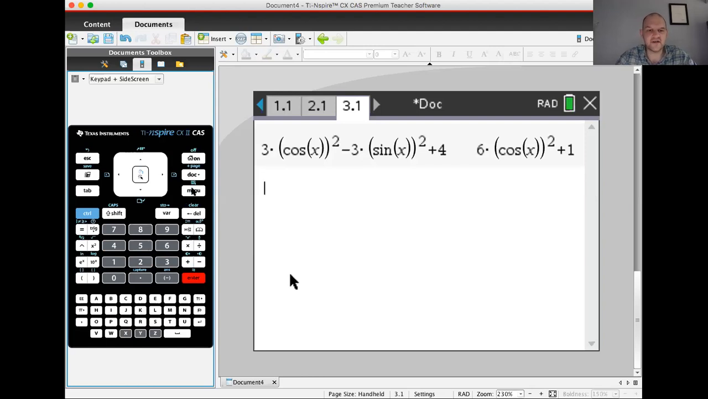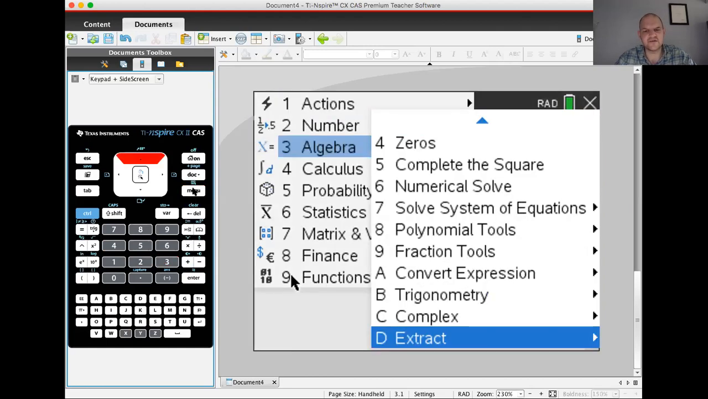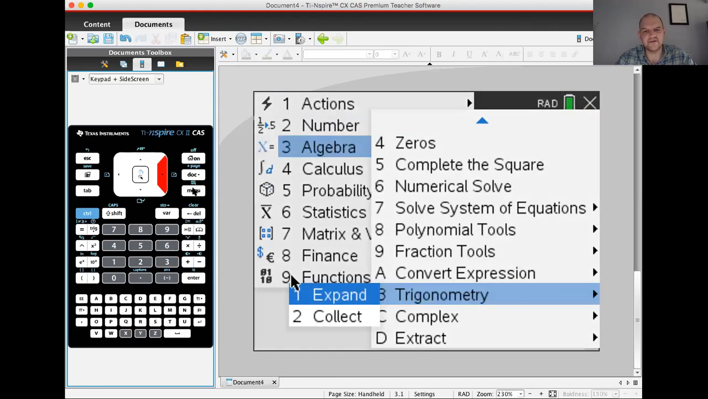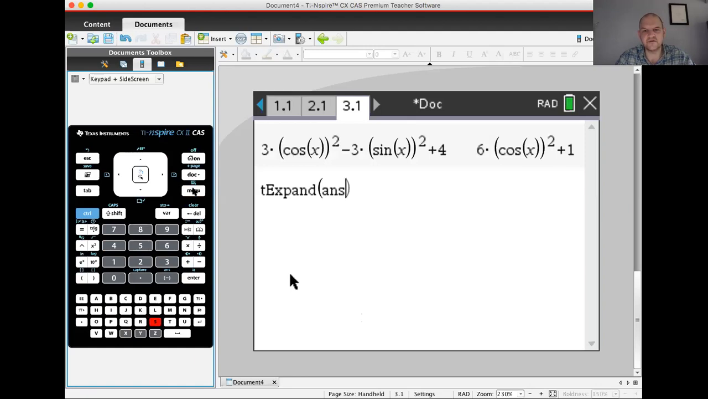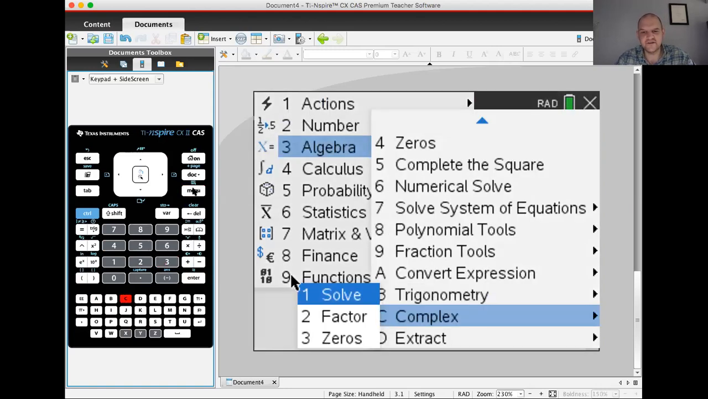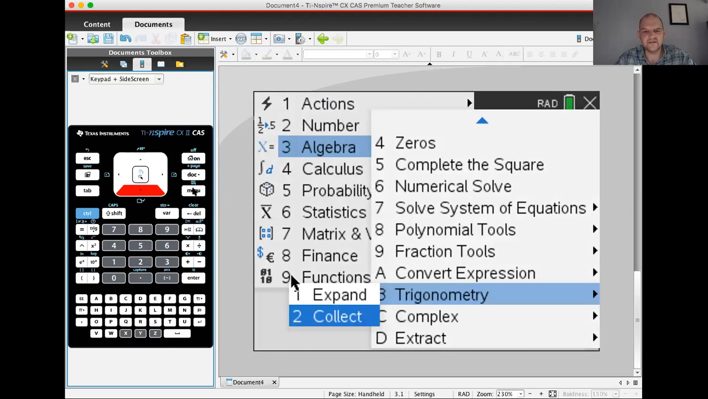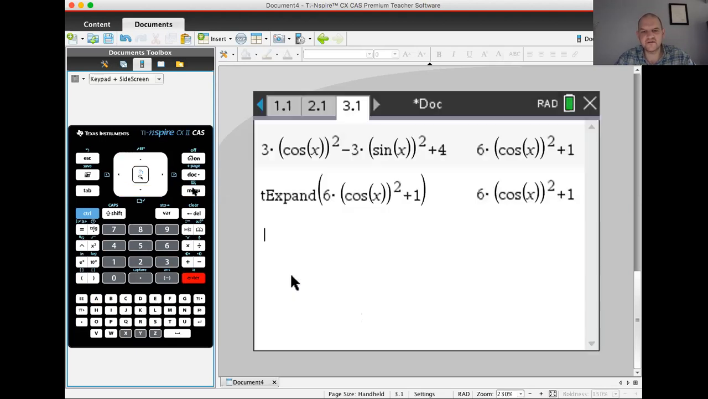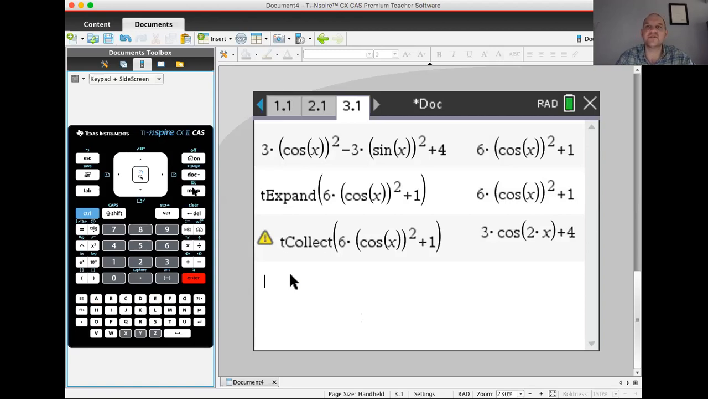So now I'm going to try trig expand, I think, and see what happens. So expand the answer. Now I'm going to try collect. What was it? Nope, it was B. We tried expand. You know what? I'm just going to type collect the answer and see what happens. There we go. Okay, so why does one do one thing and the other do the other thing?